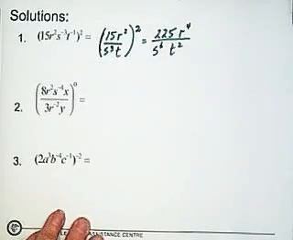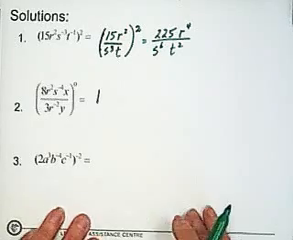Next question. 8r squared s to the minus 4x divided by 3 r to the minus 2 y, all raised to the power of 0. Anything raised to the power of 0 equals 1. Doesn't matter how weird it looks, it is 1. And if you're not sure why, go back to the first video on exponents and see why. The answer here is 1.